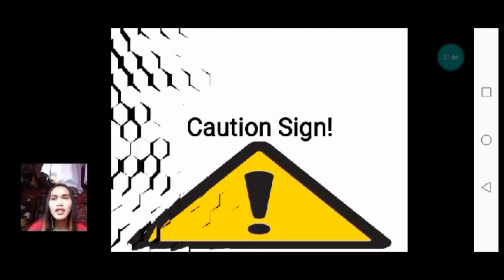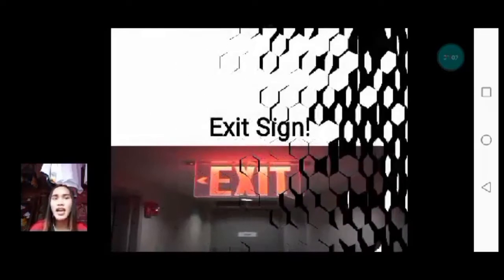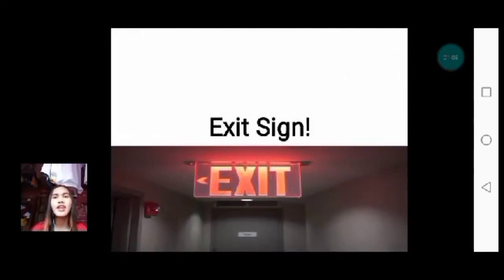Next is an exit sign. It is a device in a public facility denoting the location of the closest emergency exit in case of fire or other emergency. This is common especially in malls, hotels, or restaurants. You can see this sign.